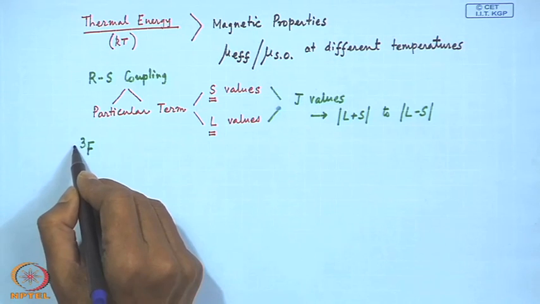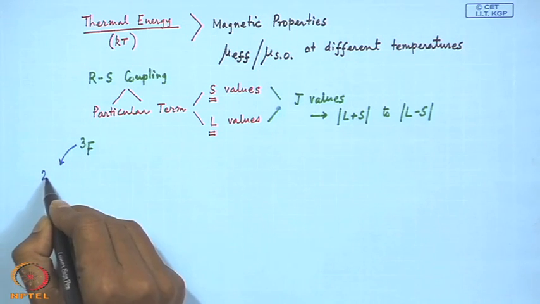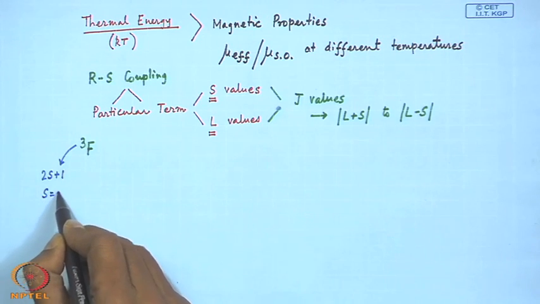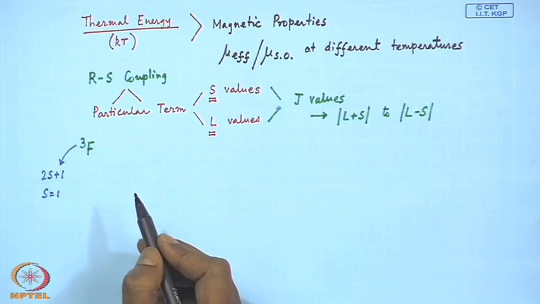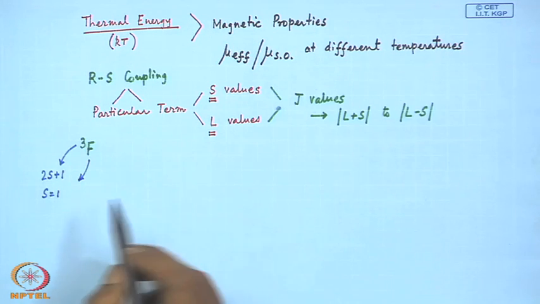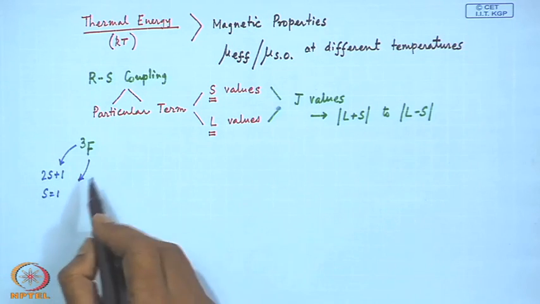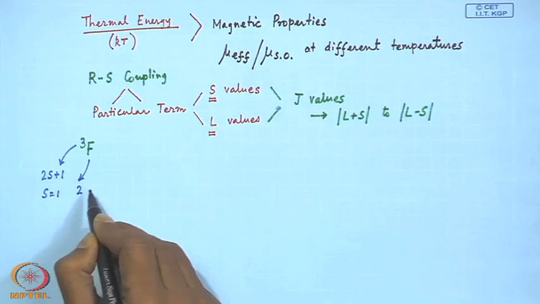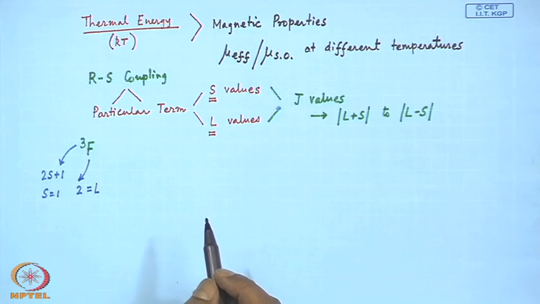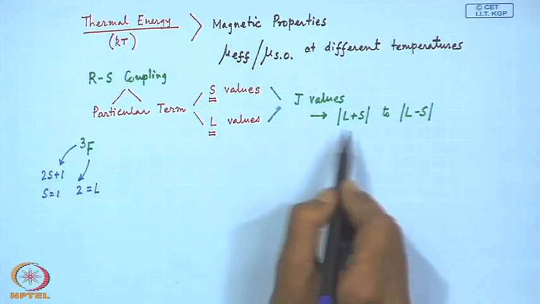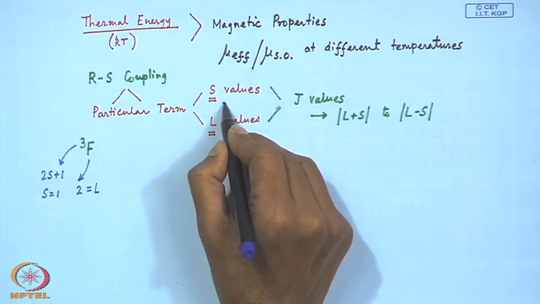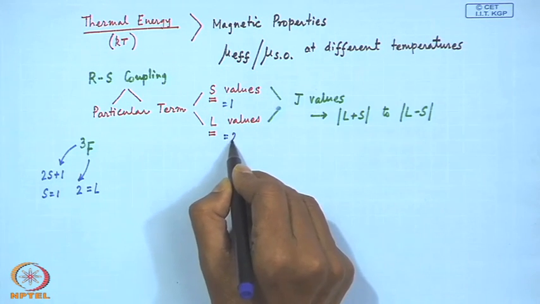This is the corresponding spin multiplicity, which is 2S plus 1. Therefore, here S is equal to 1 for a spin multiplicity value of 3, and for F we know that the corresponding L value is given by S, P, D, F, that means 0, 1, 2, 3. So, this L value is equal to 3. So, this combination, that means now we get this S value and the L value, that S is equal to 1 and L is equal to 3.